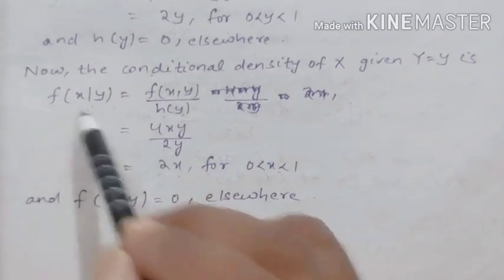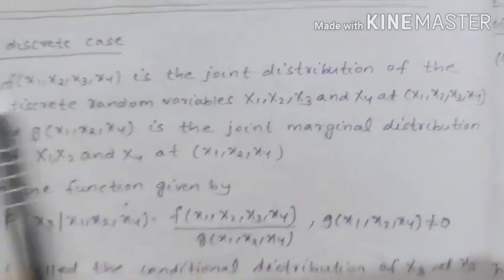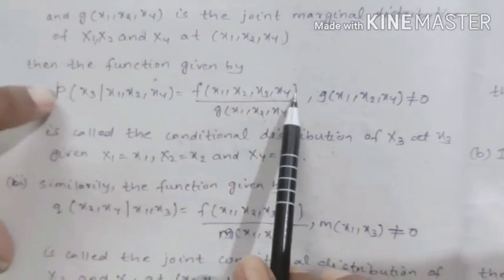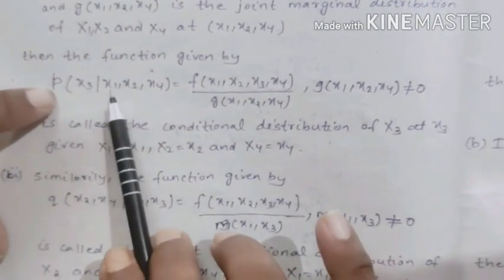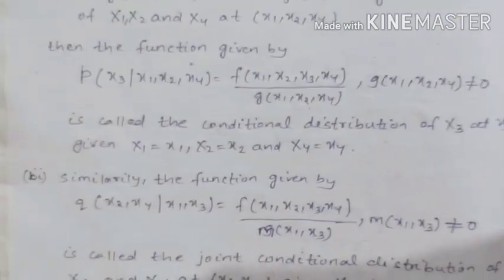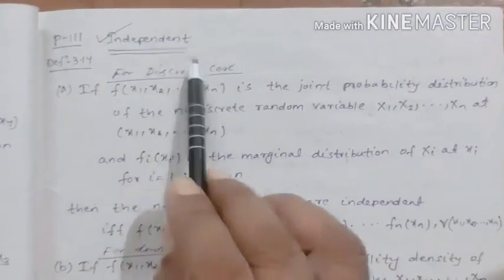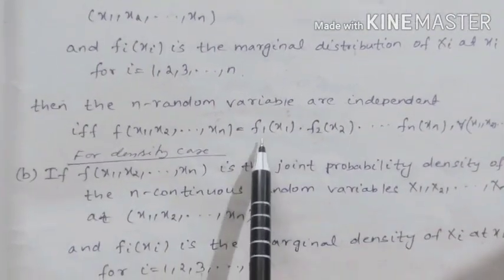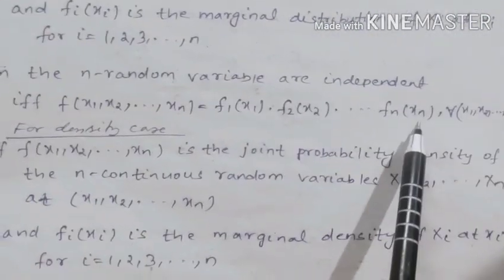In a similar way, you have to find f of y given x as well. The same applies to n variables. Suppose the conditional density of x3 given x1 and x4: it is f of x1, x3, x4 divided by g of x1, x4. In this way you have to find the definition of the conditional distribution of n random variables. For the independent case, f of x1 up to xn equals f1 of x1 times f2 of x2 up to fn of xn. For the density case it is exactly the same.